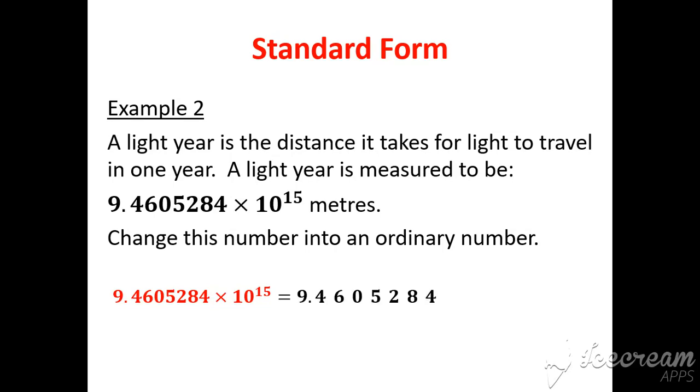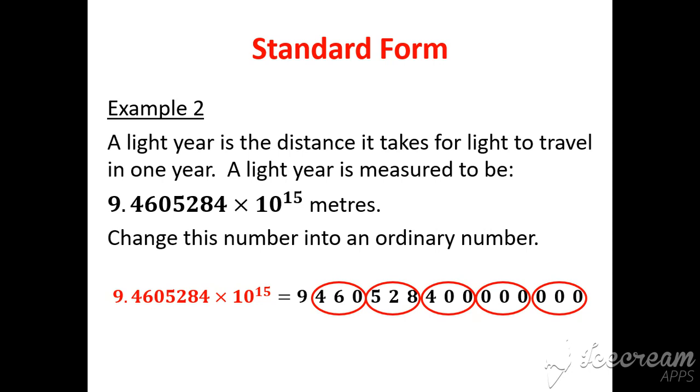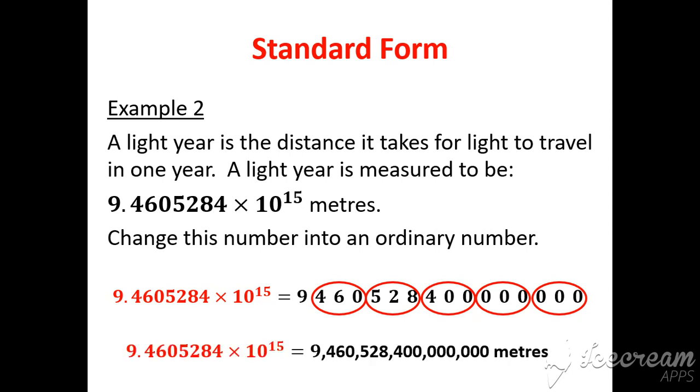So we'll write down 9.4605284, and we're going to move the decimal point because we're going to multiply it by 10 every time we move it 15 times. So 1, 2, 3, 4, 5, 6, 7. Now we've got nowhere left to move it, so we start adding zeros. 8, 9, 10, 11, 12, 13, 14, 15. So let's count up in groups of 3, and we end up with commas with this number here, which is 9,428,528,400,000,000 meters.